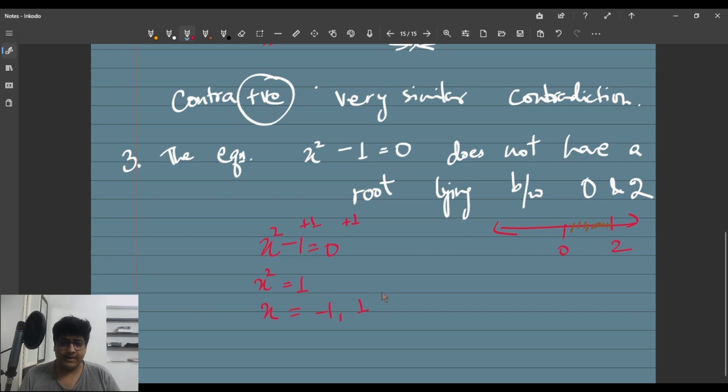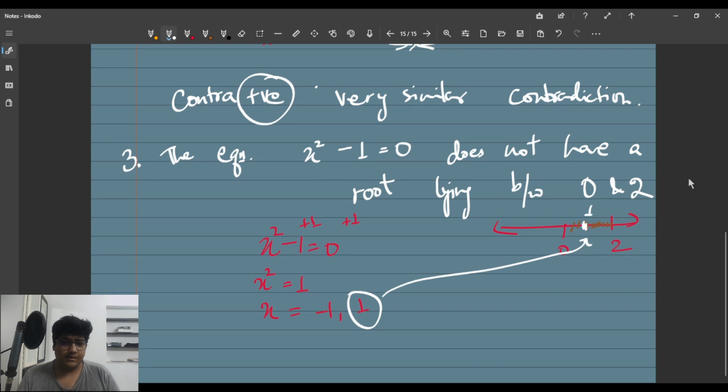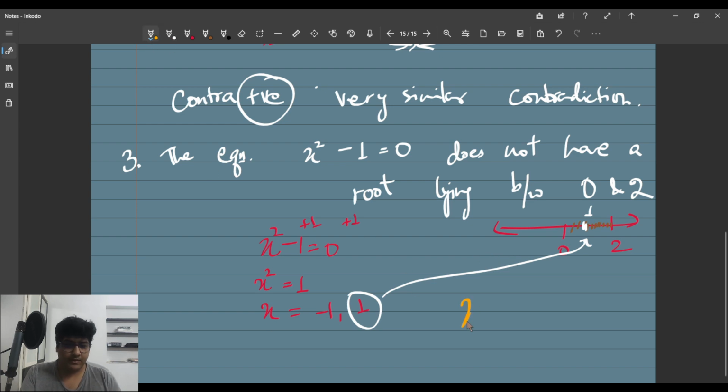So we immediately see that this 1 lies in between 0 and 2, right? It lies exactly in between. It's the midpoint of 0 and 2. So immediately the statement is proven wrong, and we are interested in now noting how we proved it wrong. We gave an example. We gave an example of one root. So x is equal to 1 is a root.